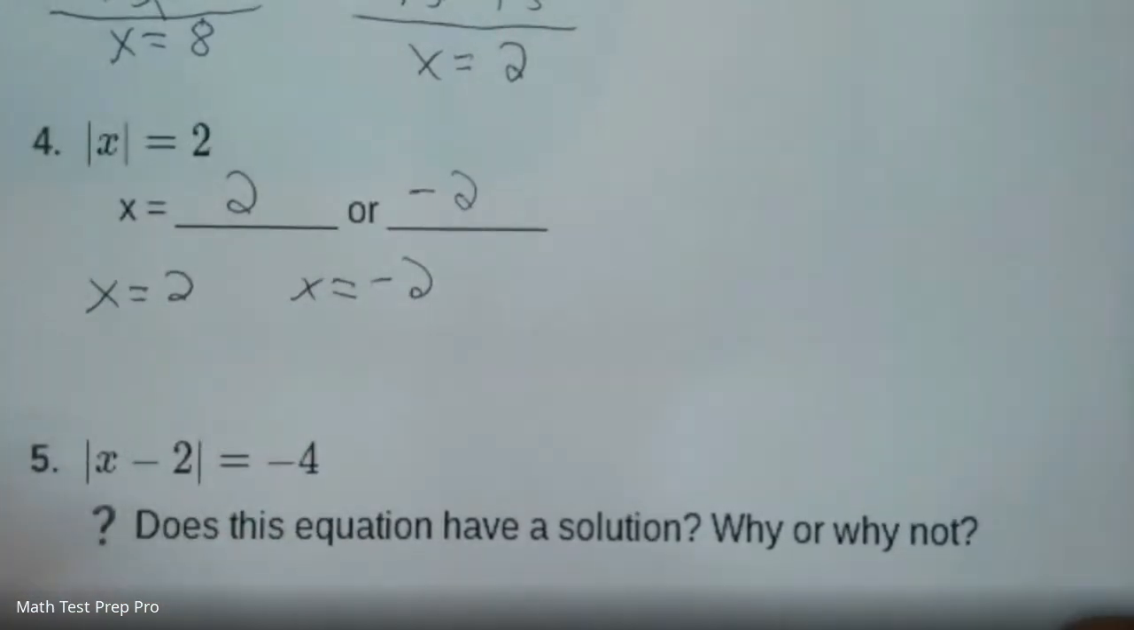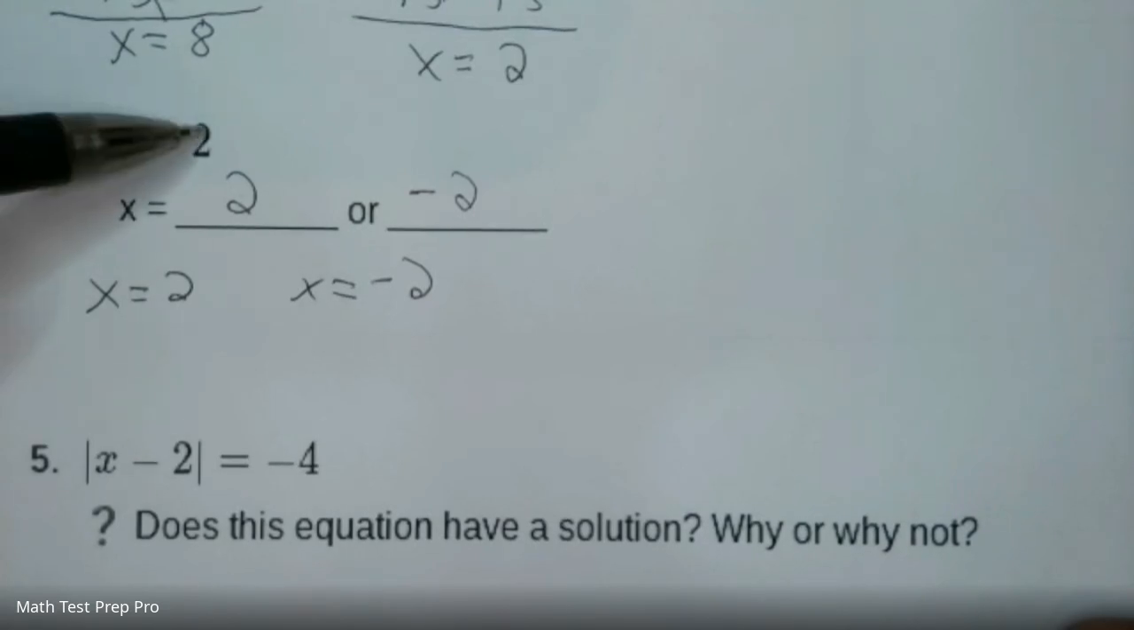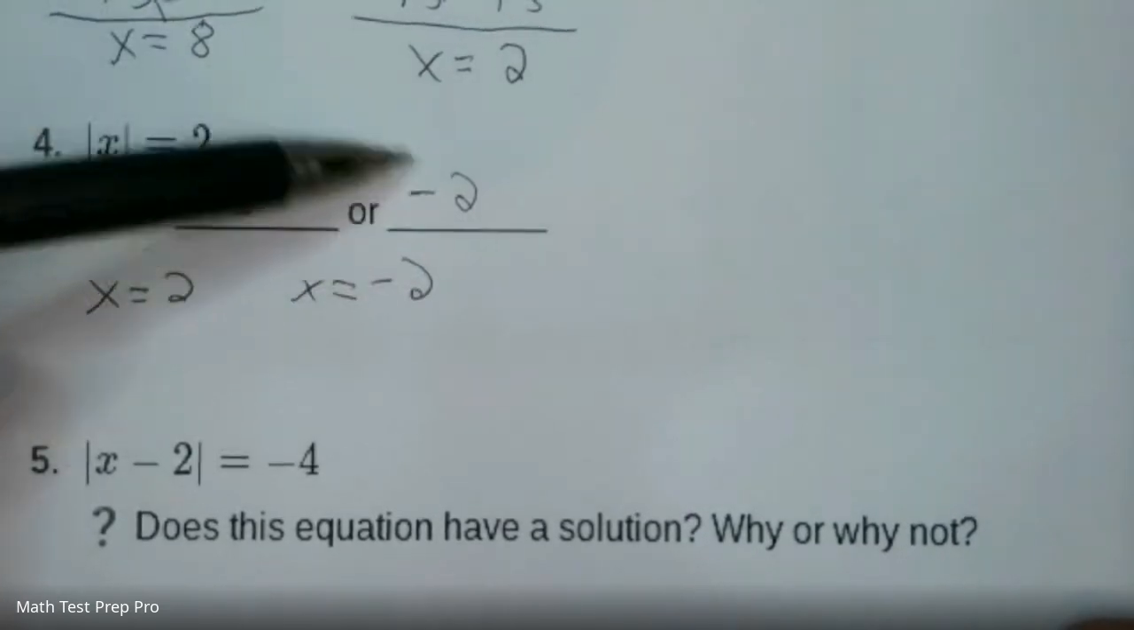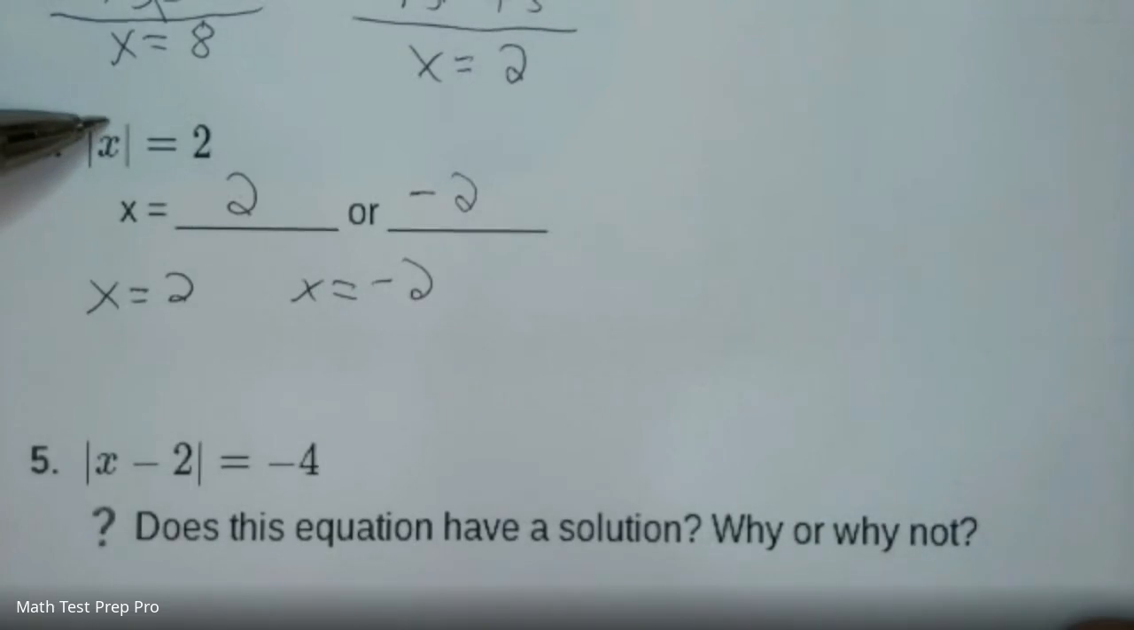And we can even do a little bit of mental math here and plug it in too, right? For 2, the absolute value of 2 is 2. So 2 equals 2. Checks out. We also plug in -2. The absolute value of -2 is 2. So it checks out. Both of those answers are right. So x equals 2 or -2.